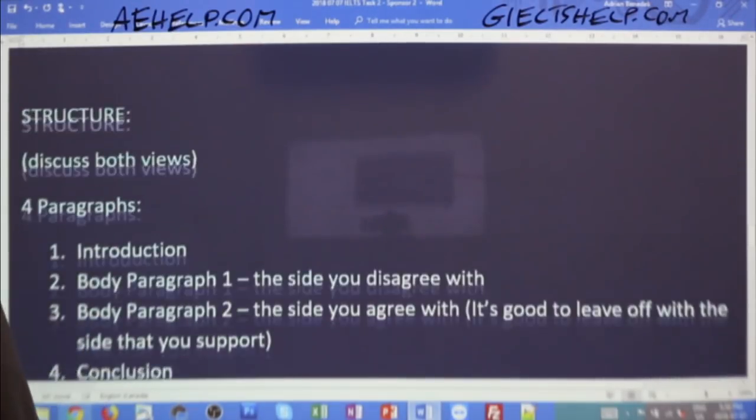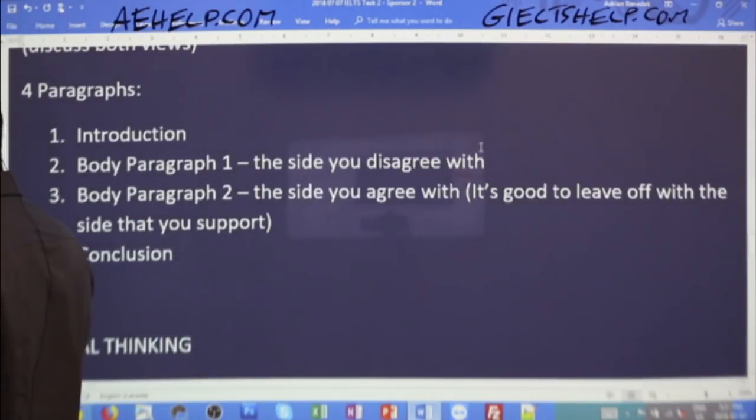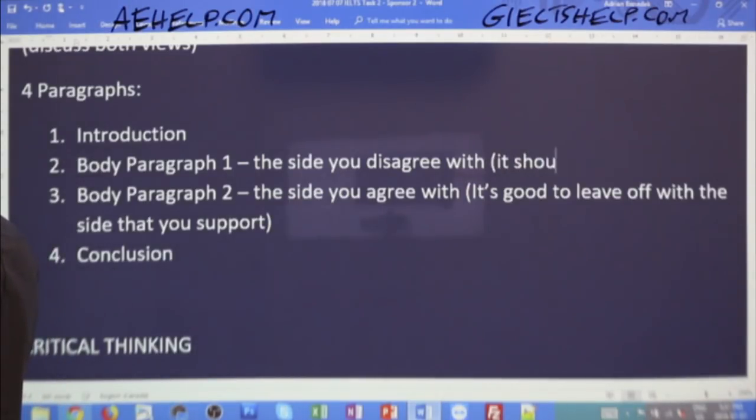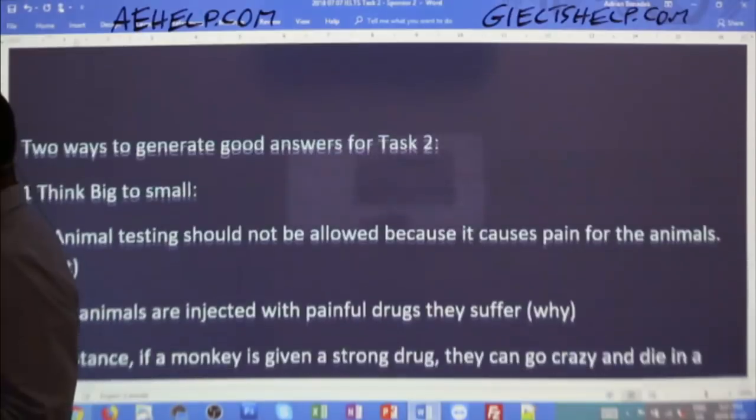We decided that we agree that it should be allowed. So paragraph 1 will become it should be banned. And body paragraph 2 will become it should be allowed. Okay? Because again, you put the one that you support second. All right. Good. So let's get cracking.